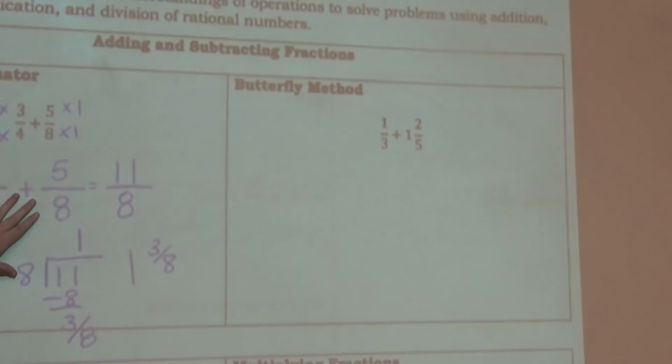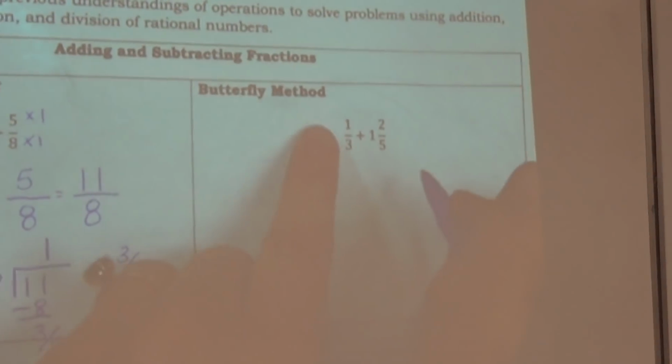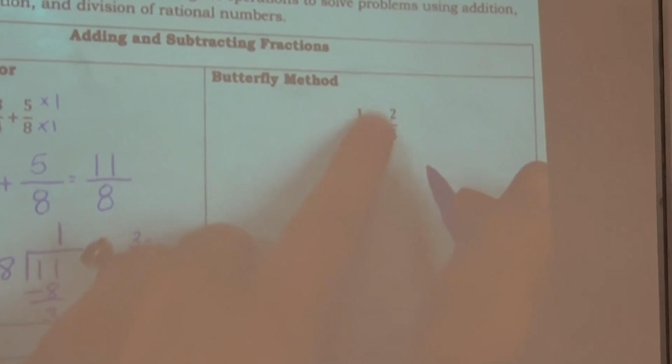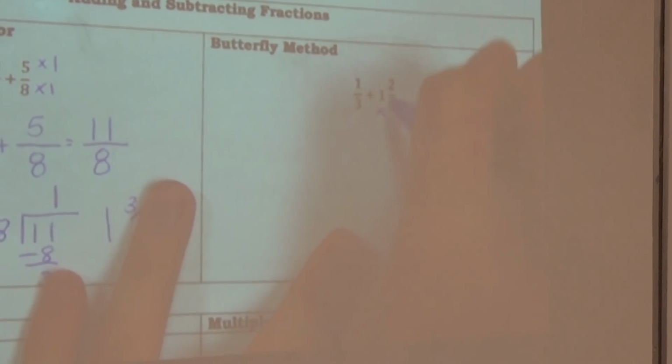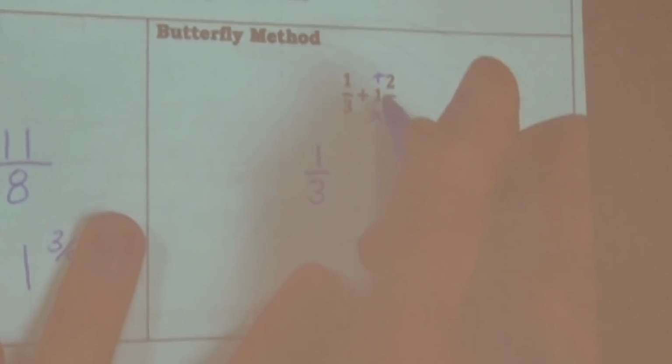All right, let's go ahead and check out the butterfly method. I know some of you like common denominator, but a lot of you like butterfly. Here I have 1/3 plus 1 and 2/5. Let's go ahead and do some Texas method on here to make it improper first. So 1 times 5 plus 2 gives us 7 over 5.